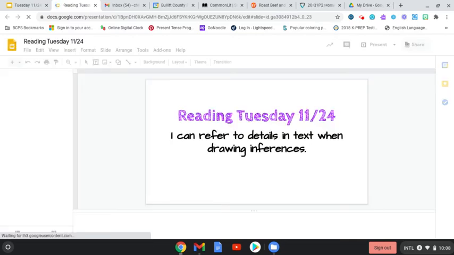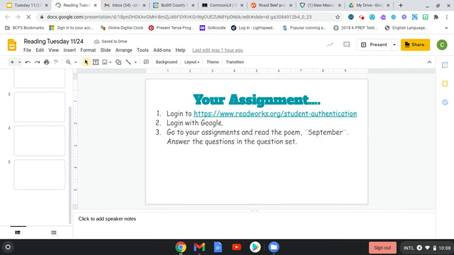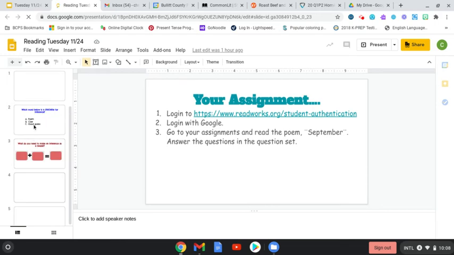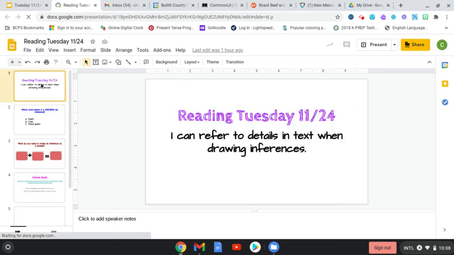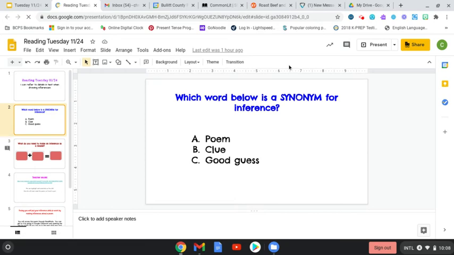All right, so today for reading, our learning target is I can refer to details in a text when drawing inferences. Okay, so we're going to start here.